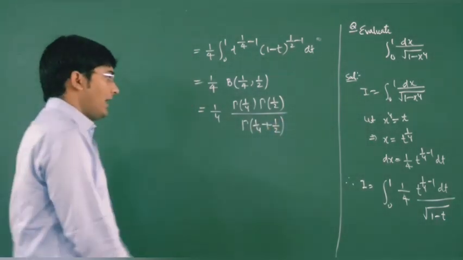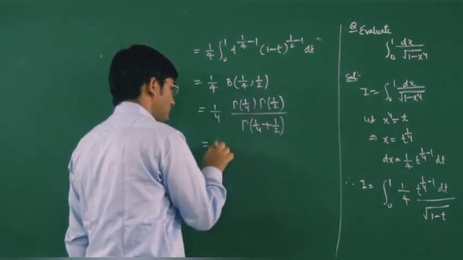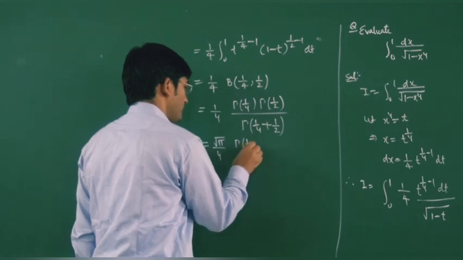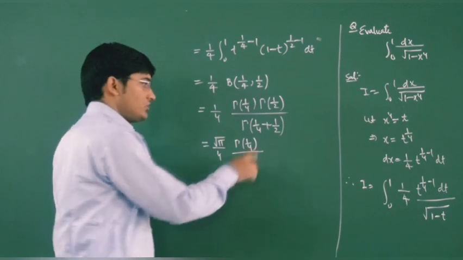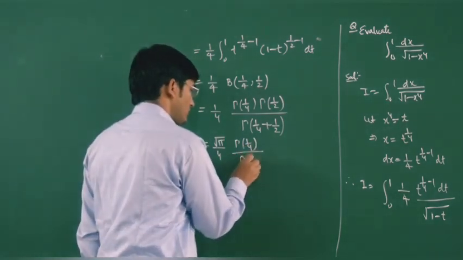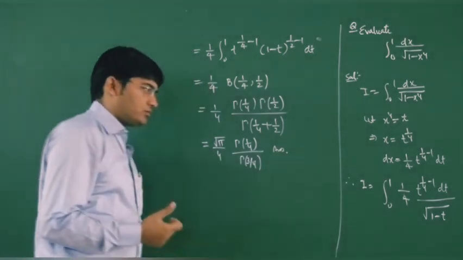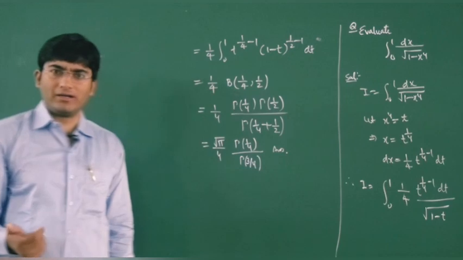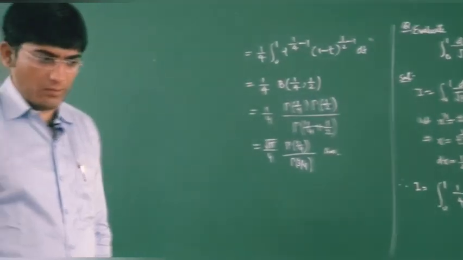Now this is equal to, gamma half is root pi, so we have square root of pi here, and this is gamma 1 by 4, and if you take the LCM, this is gamma 3 by 4. So this is your answer. Now we cannot solve it further because we do not have any particular value for gamma 1 by 4 and gamma 3 by 4. So this is the final answer of this problem.